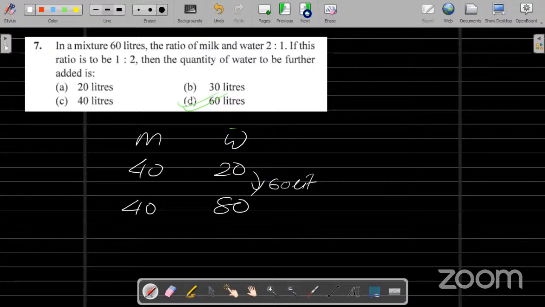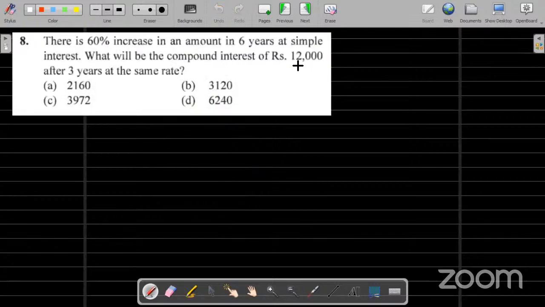Next question. There was a 60% increase in an amount in 6 years at simple interest. What will be the compound interest on 12,000 after 3 years at the same rate? Now, for solving that question, it is convenient if you assume the principal amount. Let P equal 100 rupees. The principal amount is 100 rupees.